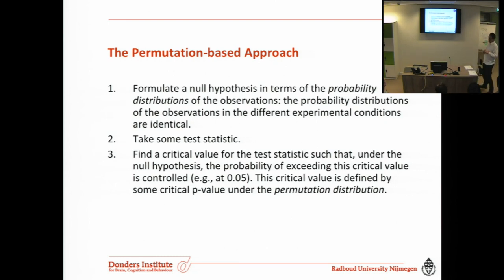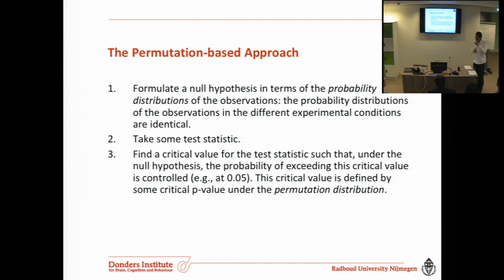Crucially, that null hypothesis is not about expected values. That null hypothesis is about the probability distributions of the observations. So the null hypothesis states that the probability distributions of the observations in the different experimental conditions are identical. So just assume, what you're interested in is evaluating the null hypothesis that the probability distribution that generated your condition A data is the same probability distribution as the one that generated your condition B data. That probability distribution may be very high dimensional, a very difficult thing to conceive, just assume that they're identical.